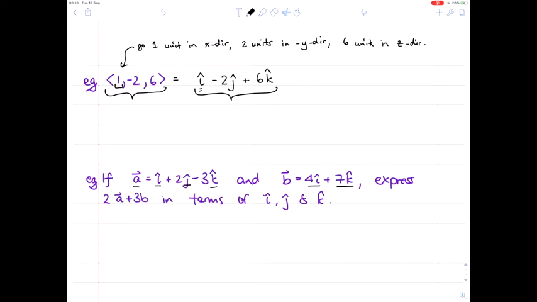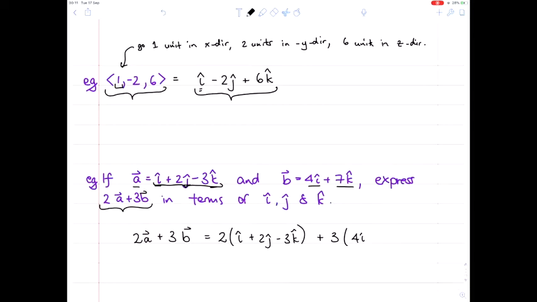And what we'd like to do is express the vector 2a plus 3b in terms of i, j, and k. Well, let's take this step by step. So we want to do 2a plus 3b. So we want 2 times, now a is given by this expression over here, so that's i hat plus 2j hat minus 3k hat, plus, and then we've got 3 times b, which is 4i plus 7k.